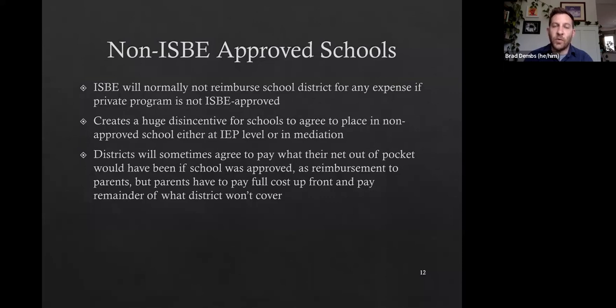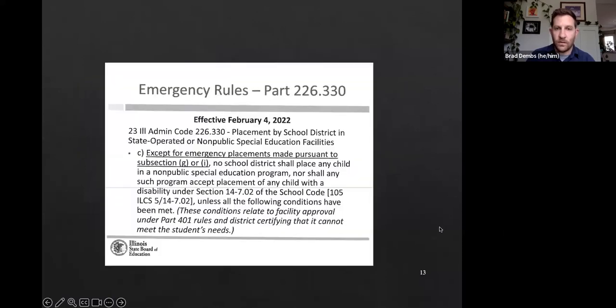And the reason why that's important is the school district cannot place a child in a non-public special education program that isn't ISB approved, except under these new exceptions. So a school district would be very reluctant or refusing to make a placement in a non-approved school if there was not this rule in place to allow them to do so.